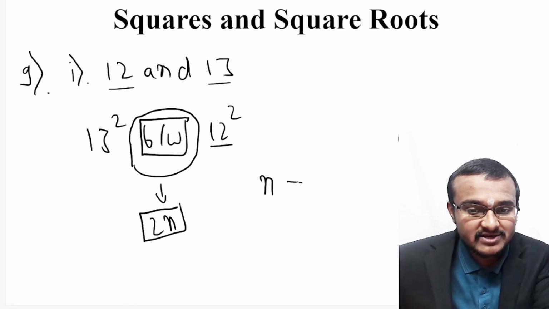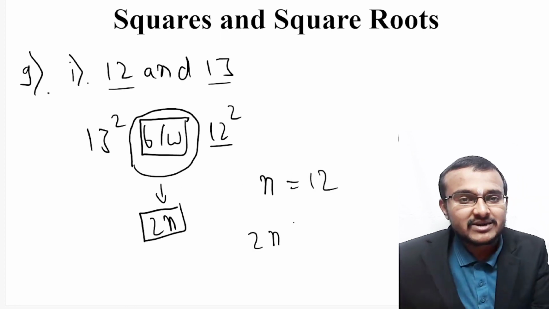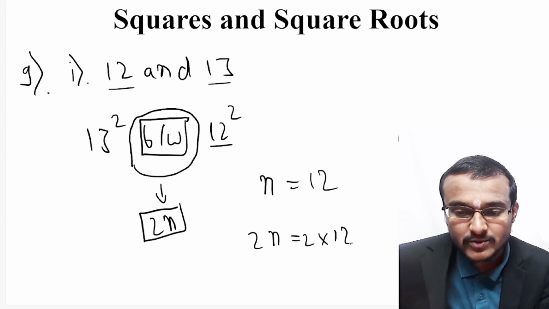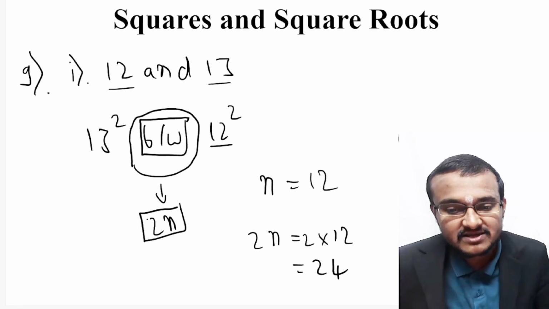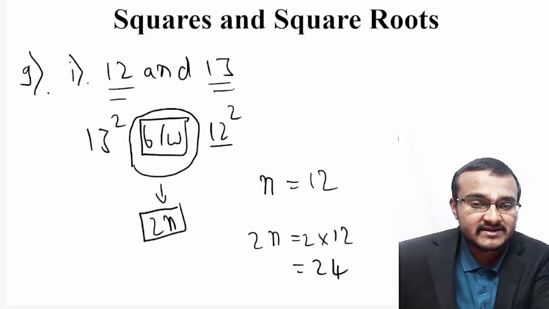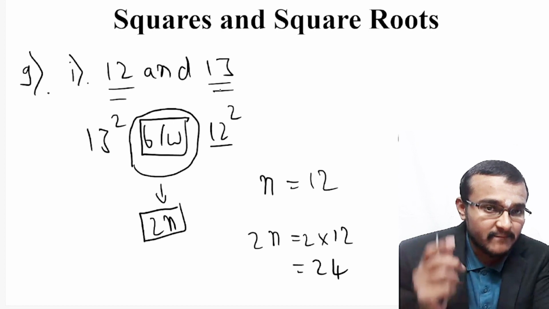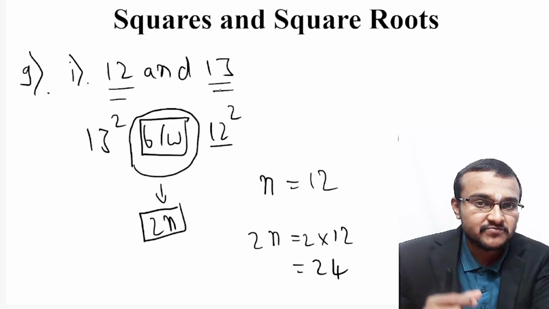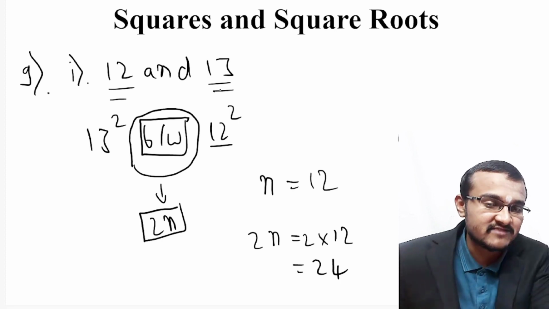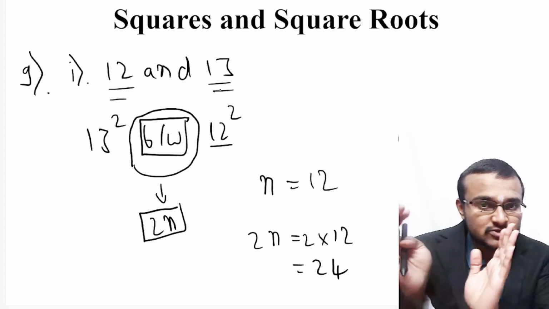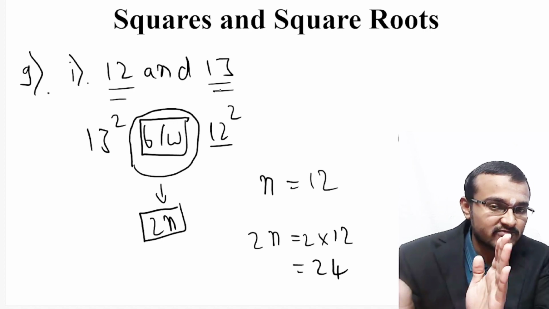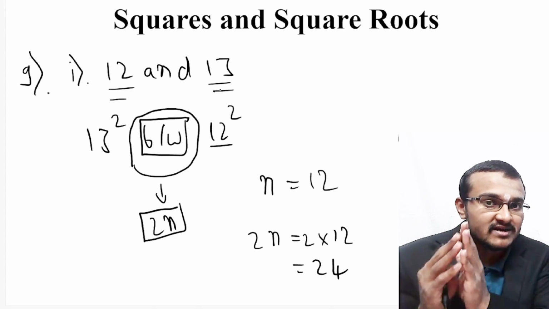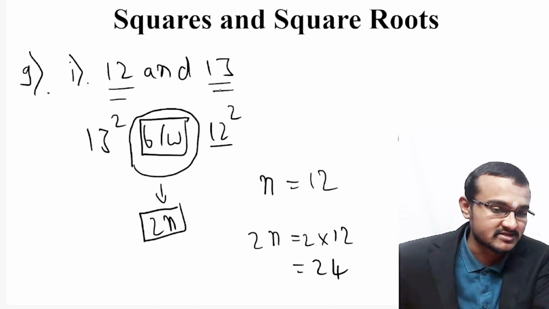So now here n is equal to 12. When you multiply that n with 2, it will be 2 into 12, and 2 into 12 is 24. That means if you take the squares of 12 and 13, then 24 numbers will be there in between those two perfect square numbers. If you take 13 square, it will be 169. If you take 12 square, it will be 144. So between 169 and 144, there will be 24 numbers, or between 13 square and 12 square, there will be 24 numbers.